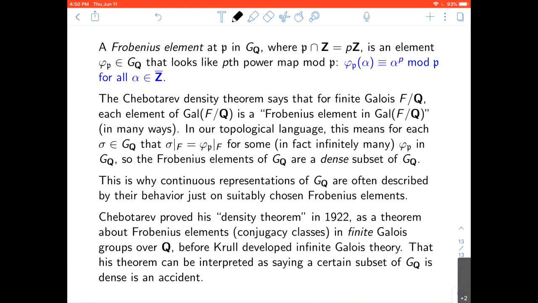And so this is kind of cute because when Chebotarev proved what's called his density theorem, it was just a theorem about finite Galois extensions of Q. But from this point of view, it's actually telling us that these very important Frobenius elements in GQ are a dense subset. And that's why when people talk about representations of Galois groups, they're always talking about how it looks on Frobenius elements, not on other stuff, usually. And that's because this is a dense subset, and continuous functions are determined by their values on a dense subset. So that's kind of cool how the notion of density theorem actually has two meanings in this sense.